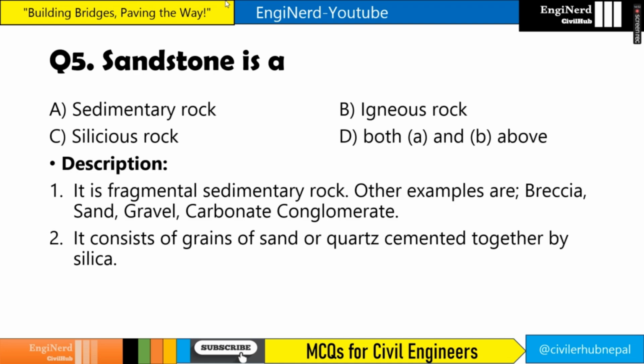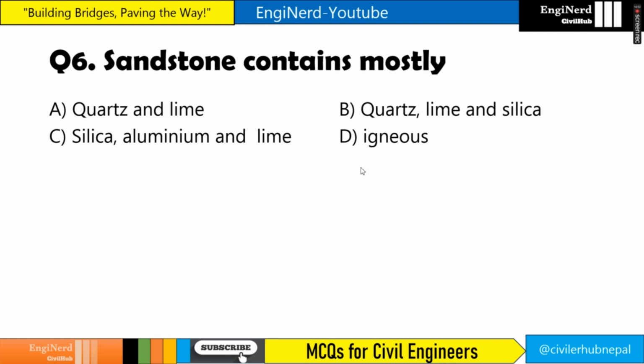Sandstone is what? A sedimentary rock, right? And it is of the fragmental type. There are organic type, fragmental type, and chemical type. So this is a fragmental type sedimentary rock. This includes breccia, sand, gravel, carbonate, conglomerate, right? So our answer is sandstone is a sedimentary rock.